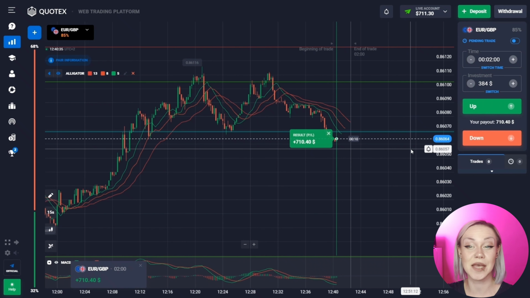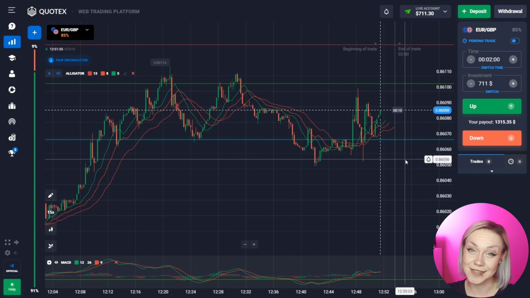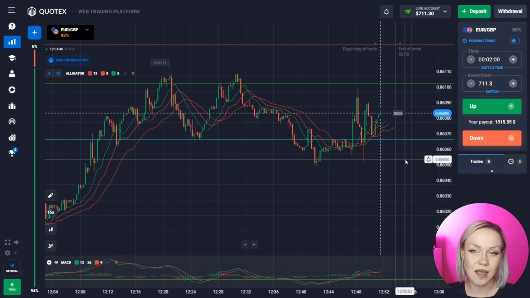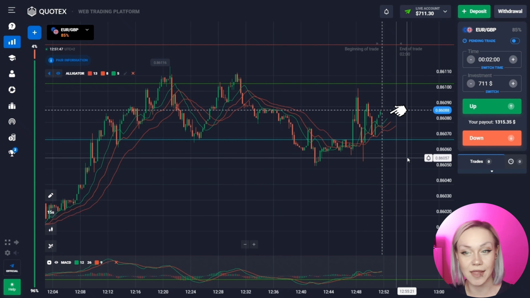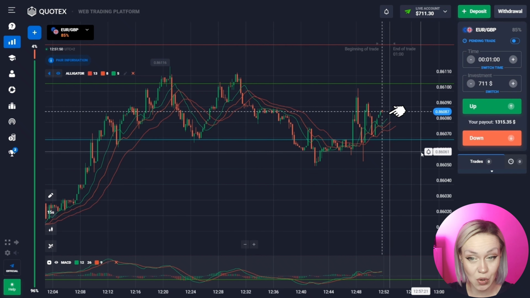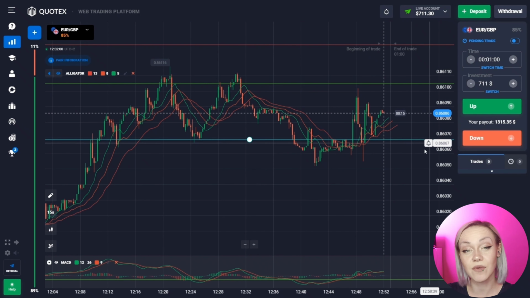Okay, there is a breakdown of the level of support, but we still made money on this movement. So let's find the next entry point. After testing of the level of support, the price went up. The Alligator's green moving average moves above the other ones, and the MACD lines are in the upper zone, while the green one is above the signal one. In such a case, I open a trade for $711 for further price raise for 1 minute.